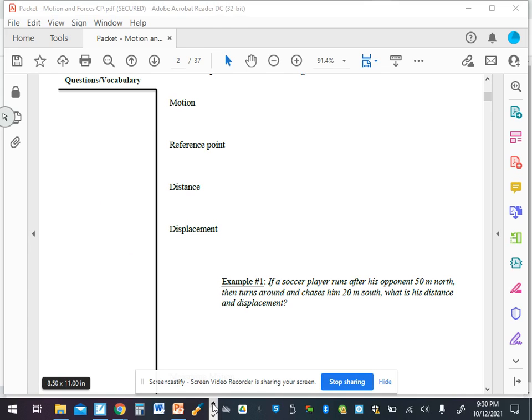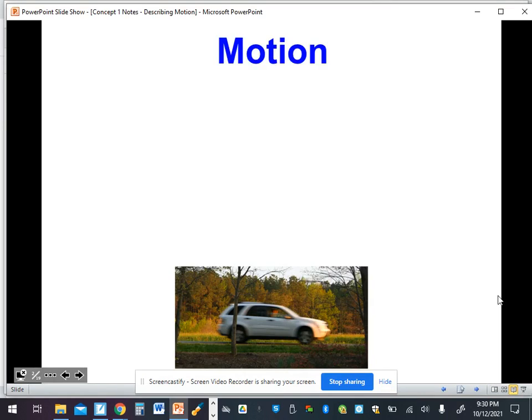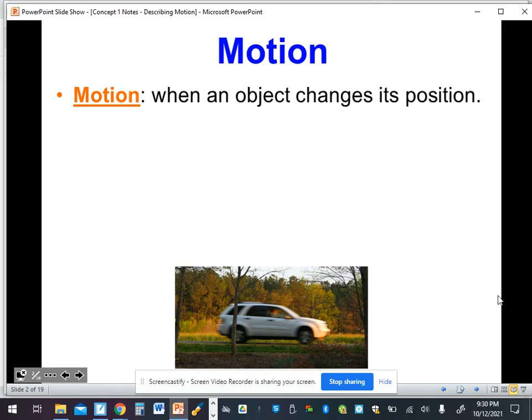All right, so let's get going on concept 1 here. So what is motion? If I were to ask you to describe it, most of you would say something about moving. And that's pretty much true, but this is the technical way to describe it. So when an object changes its position, it can do that and change direction. It can do that by moving forward, backwards, speeding up, slowing down. Lots of ways you can change position.